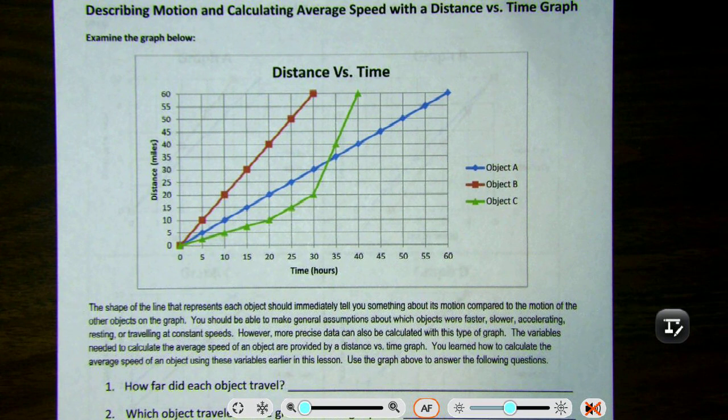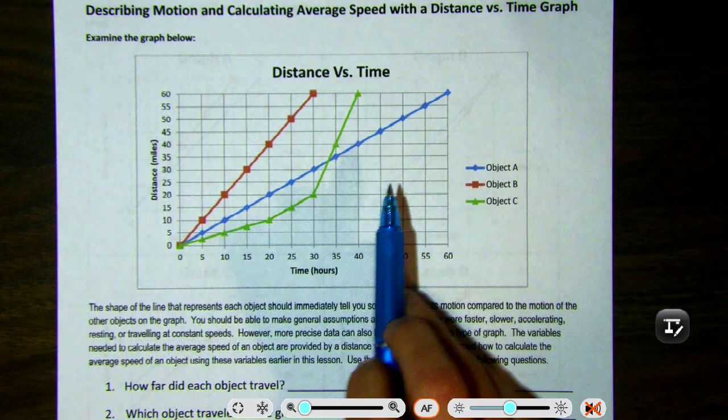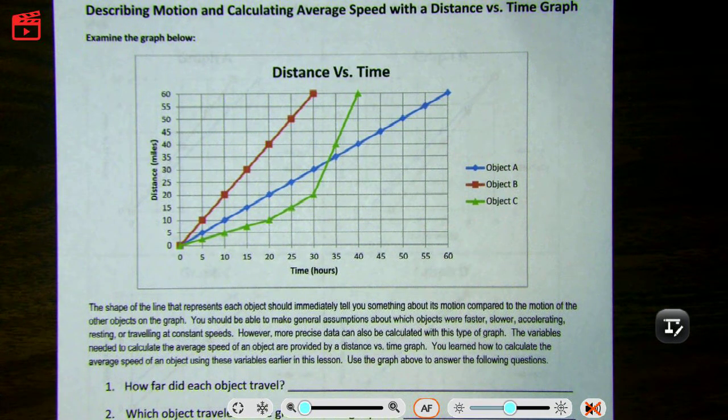So we need to get to where we can look at this graph and just know that object B is going faster than object A, or object C is accelerating. All right, so we're going to go through it and figure out how we should be able to look at that and tell it.